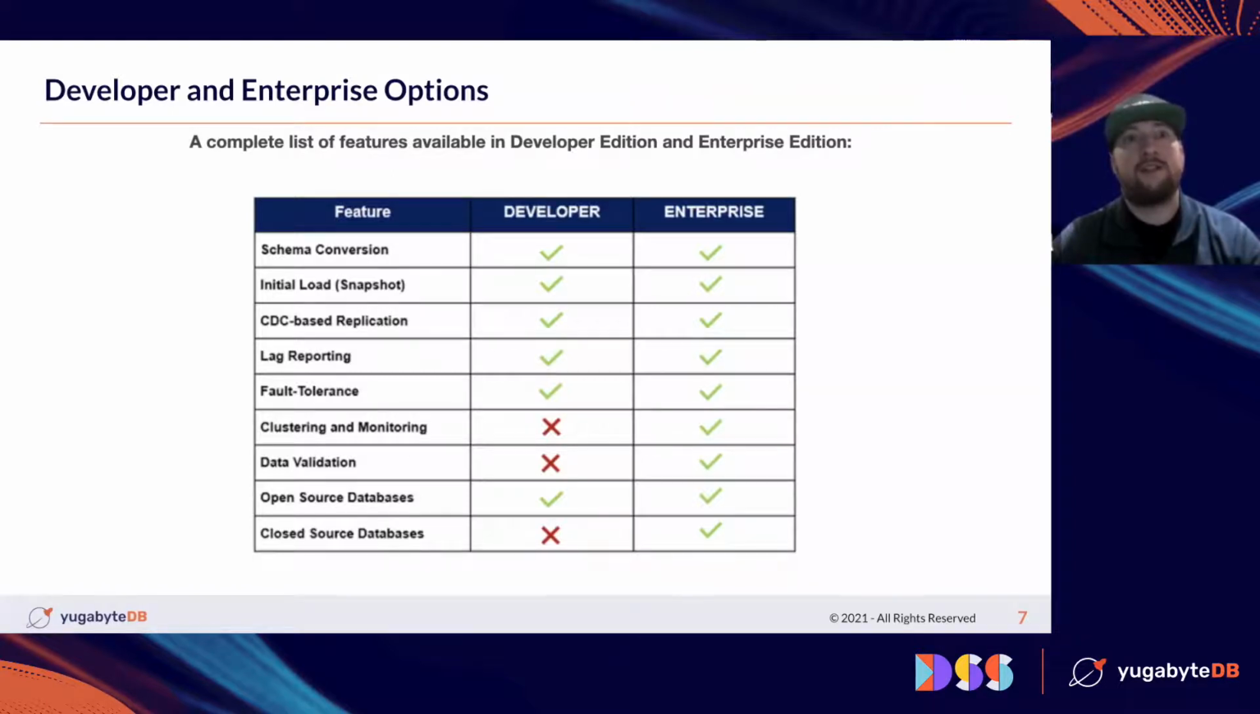The other license is their enterprise license, which has all the features I just mentioned, but also includes additional monitoring so that you have a better idea of what and where it is at in the migration process. And it allows you to do migrations from databases that are closed source like Oracle.